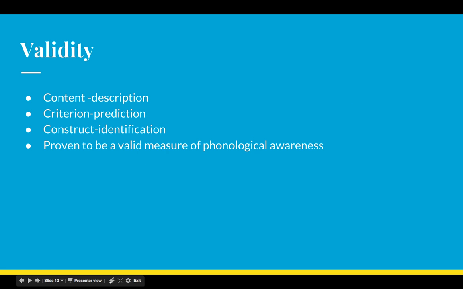Okay. A test is valid if it measures what it's supposed to measure. 3 types of validity were tested for the REEL-3: content description validity, criterion prediction validity, and construct identification validity. Based on the information gathered, it is a valid measure of phonological awareness. The information regarding sensitivity and specificity was not included in this assessment.